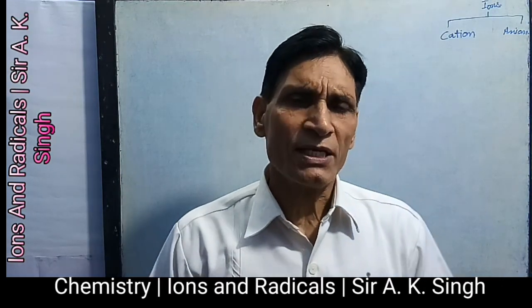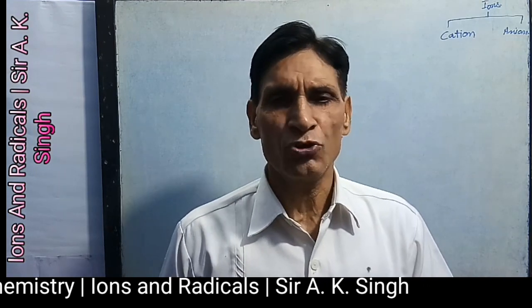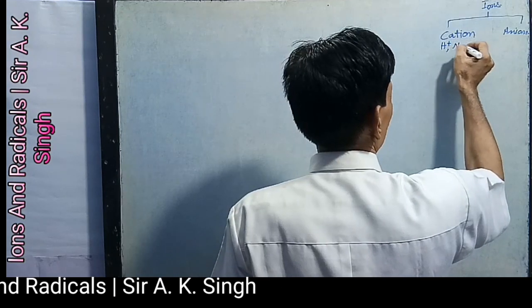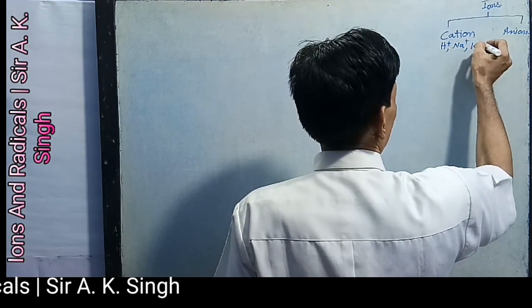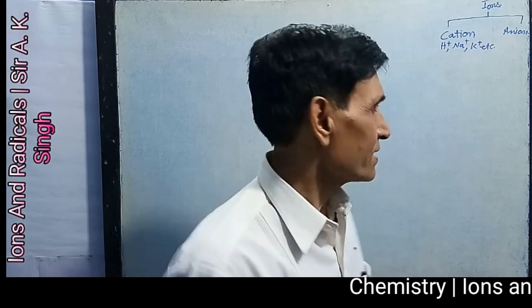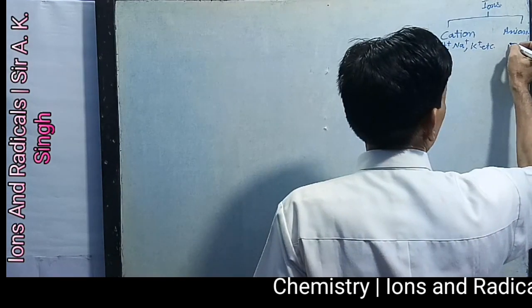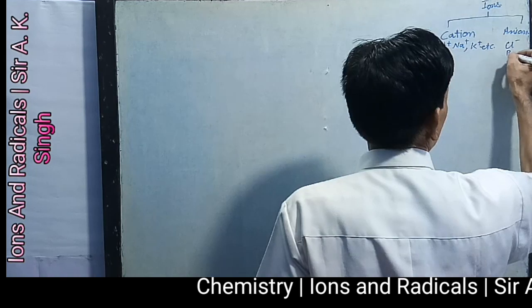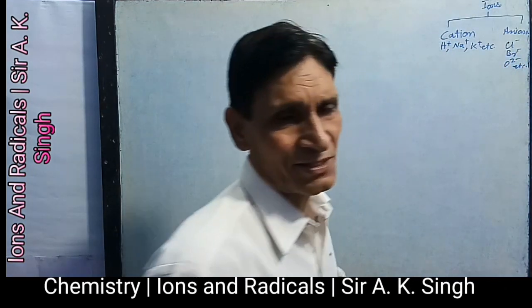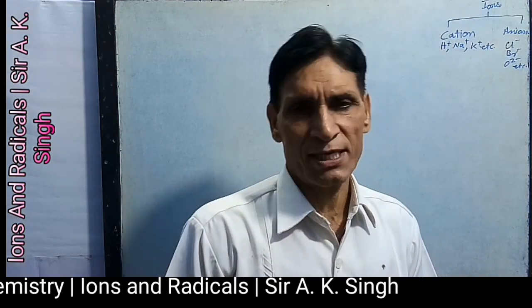Ions carrying positive charge are called cations or electropositive ions. For example, like that. And anions: ions carrying negative charge are called anions or electronegative ions. For example, etc. Like that. I am going to tell you many more examples.